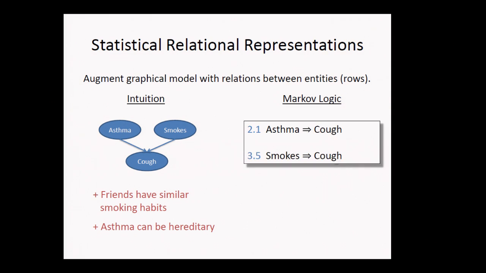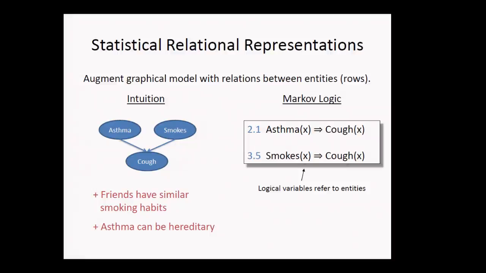So these are some rules, and they just capture what is in the Bayesian network. So they say that if you have asthma, then there is some probability that you will have a bad cough. And similarly, it says if you smoke, then there's also a probability that you have this cough. And then there are these two weights, and don't worry too much about the semantics here, but the higher the weight, the stronger this dependency is. So this is just capturing the Bayesian network. It's exactly the same information.